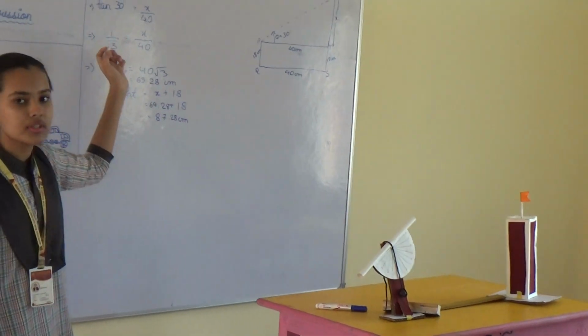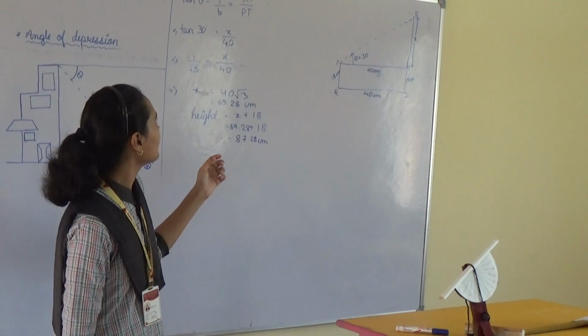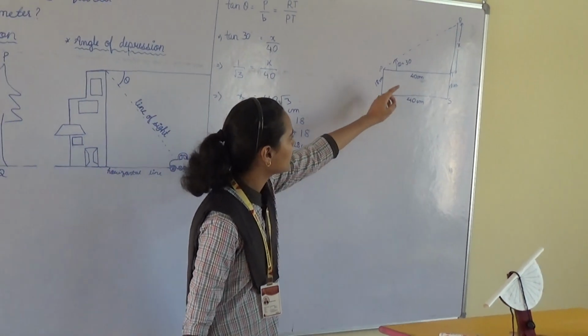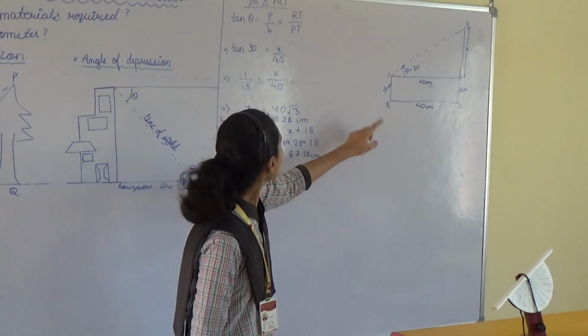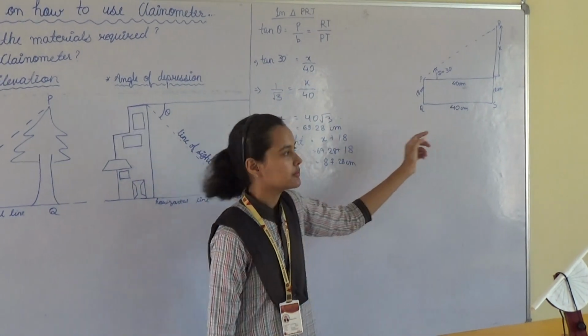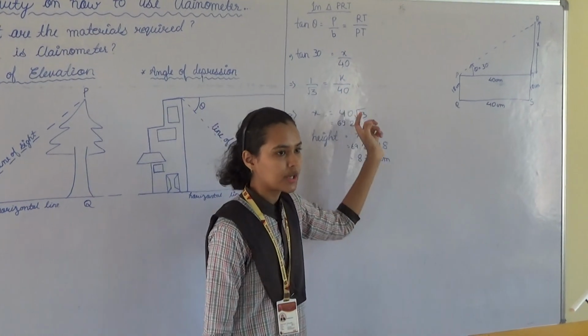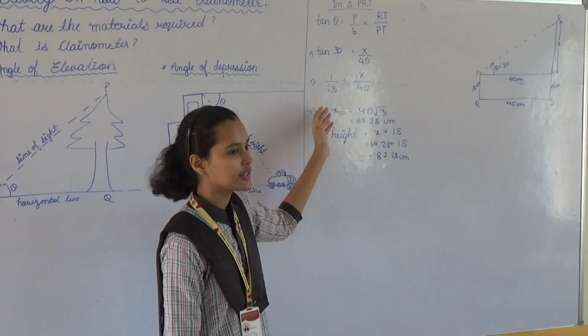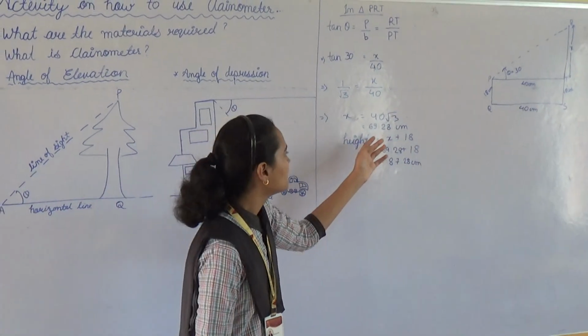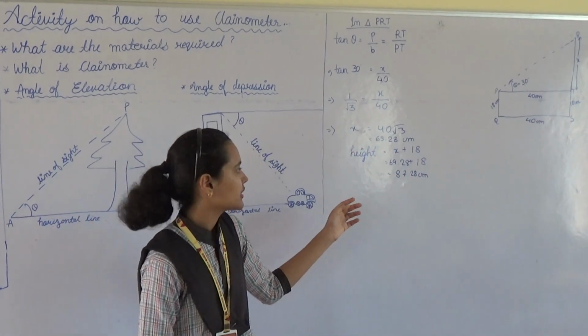Here, if we use the value of tan theta, which is p by b, then here the perpendicular is RT and the base is PT. Now, tan 30 degrees is equal to x upon 40, and with the calculation we can find the value of x, which is 69.28 centimeter.